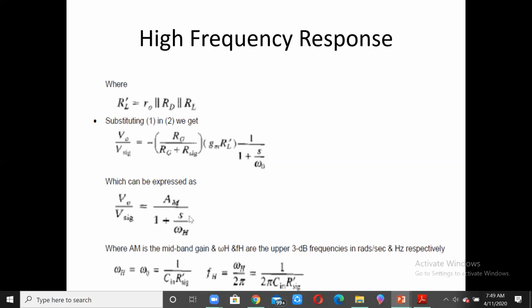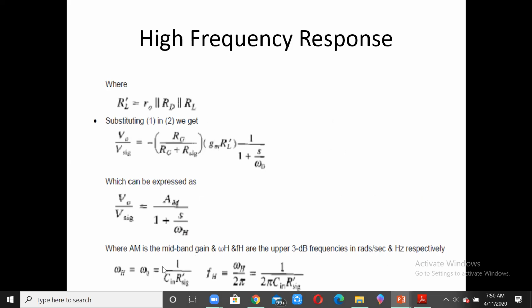You have a single S. This is an equation of S of degree 1, and hence this is a single pole or single time constant circuit. And this is the midband gain, because when this quantity is equal to 0, this will be AM by 1, that is equal to AM. So this expression corresponds to the AM itself.